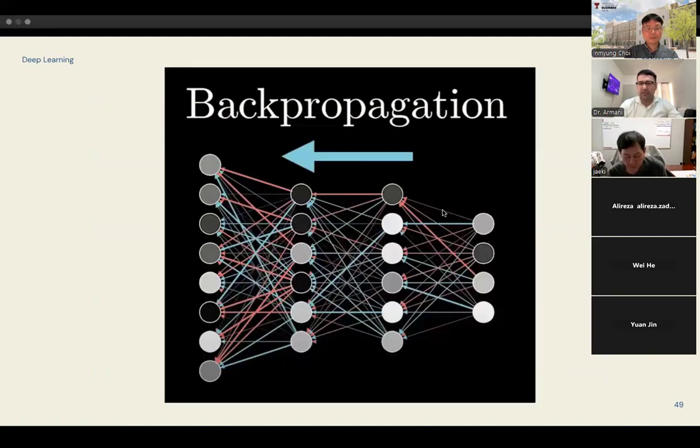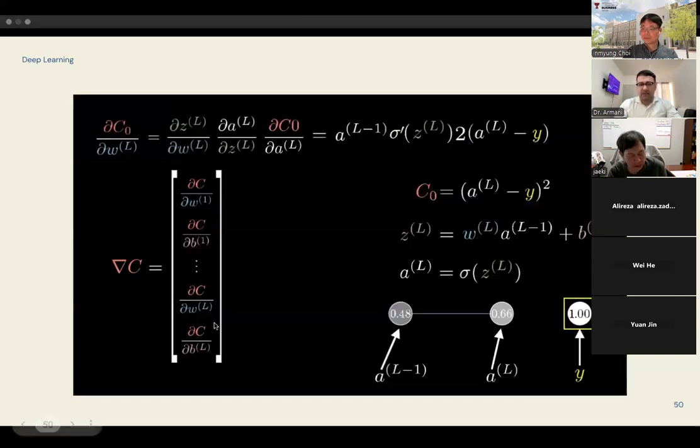So that's why it's called backpropagation. Essentially, we have the loss function at the end. We find the partial derivatives with respect to the last layer, and then the next layer, and the next layer, and then the first layer. So it's all about partial derivatives.